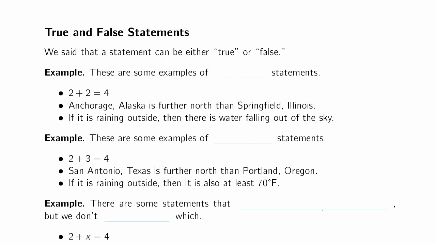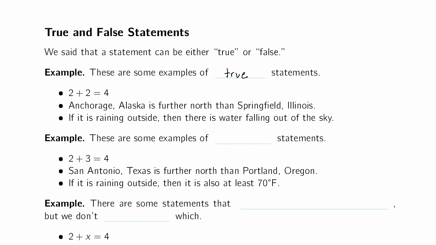So some examples of true statements. We could say 2 plus 2 is 4. That's true. 2 plus 2 really is 4. Anchorage, Alaska is further north than Springfield, Illinois. Again, that's true if you look at a globe. Anchorage, Alaska is on a further north line of latitude. If it's raining outside, there's water falling out of the sky. That is certainly true. That's what it means to be raining outside.